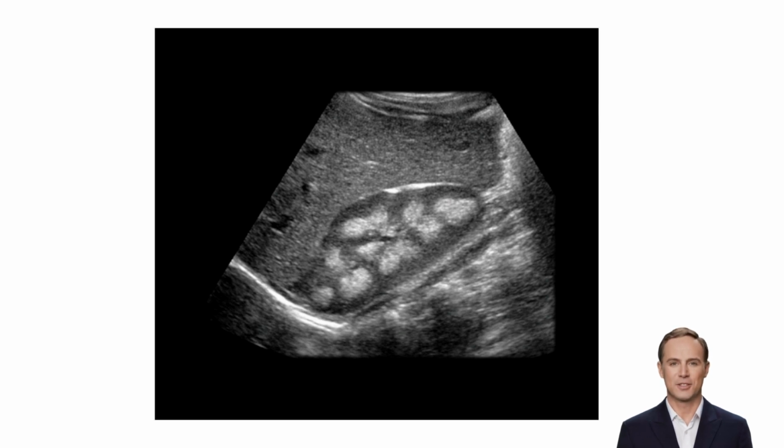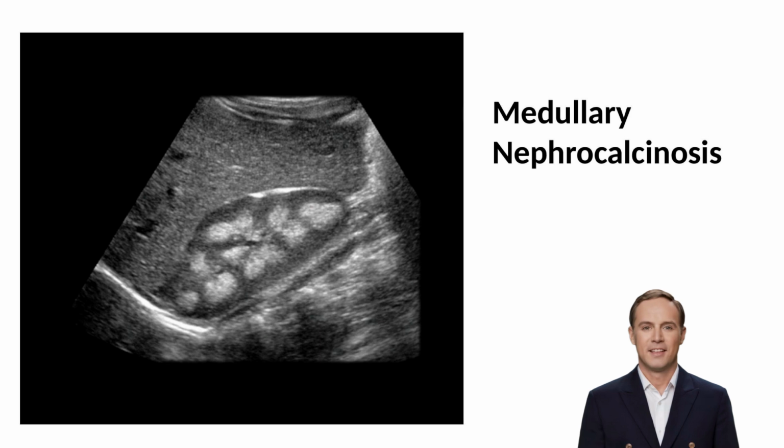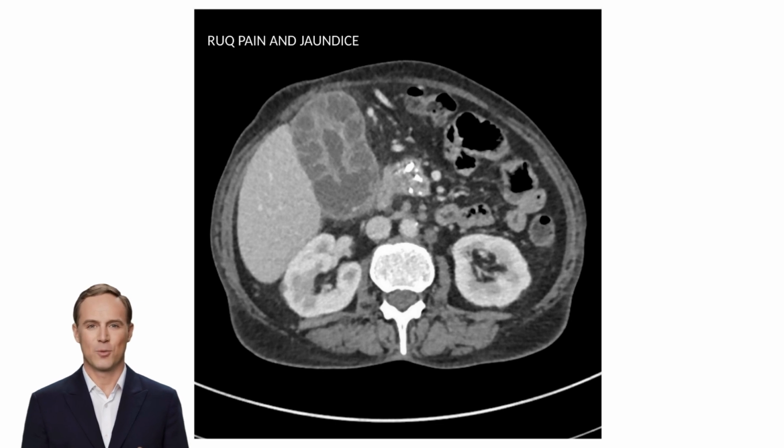It's an ultrasound image showing liver and kidney, but the kidney looks a bit different. The medullary pyramids appear hyperechoic. This was a case of medullary nephrocalcinosis showing the classical hyperechoic medulla. Remember this image.